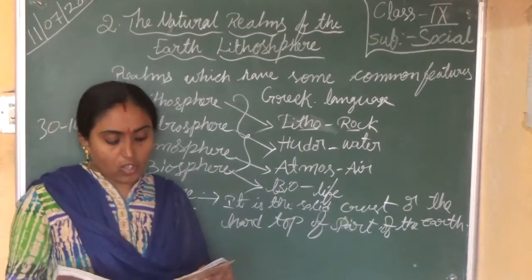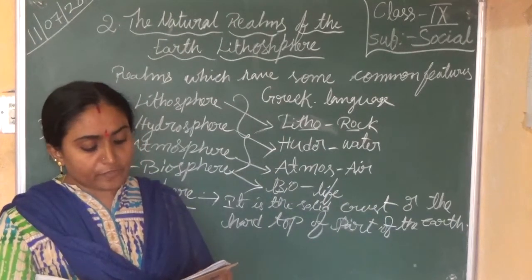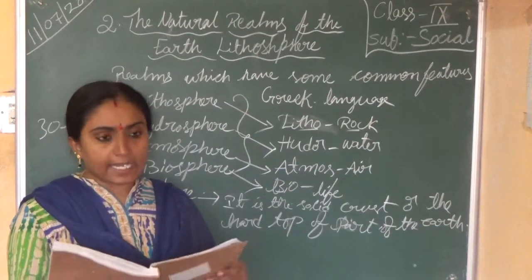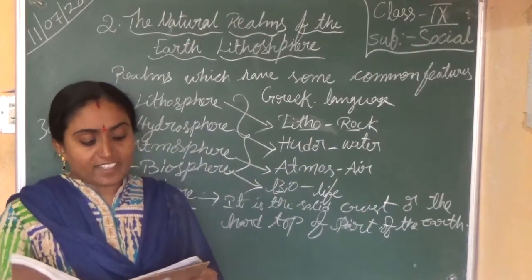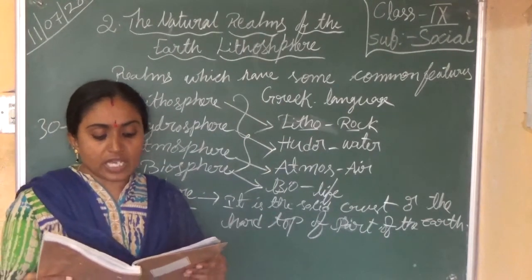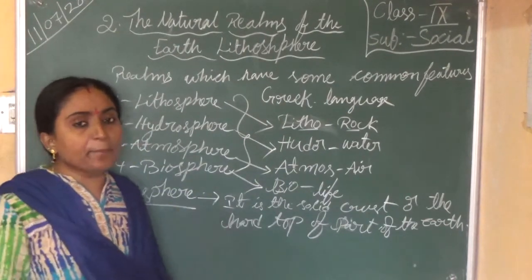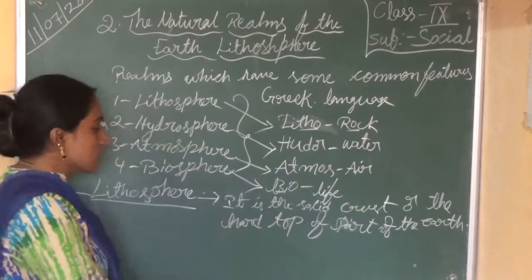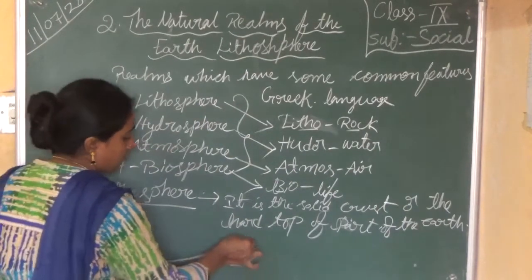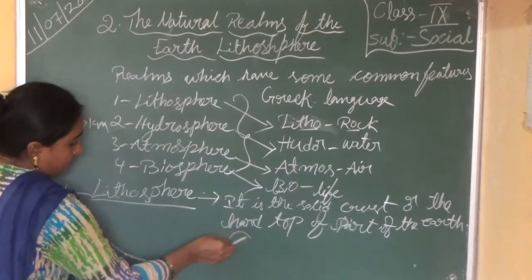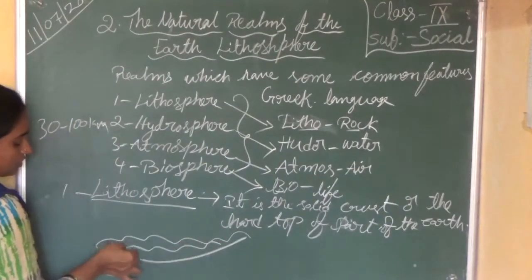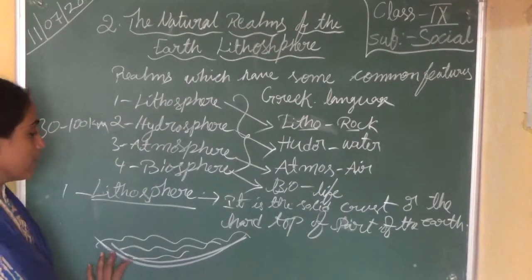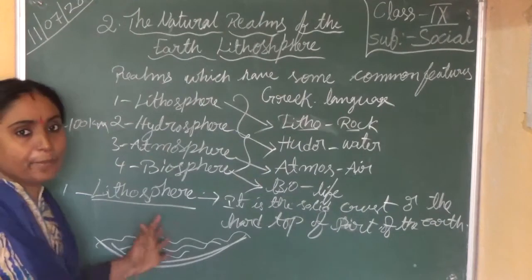Litho means rocks. It is not a smooth surface as you see on the globe, but has high mountains, plateaus or highlands, low plains, deep valleys and very deep basins, which are filled with water. Very big basins filled with water are nothing but oceans. How is the shape of oceans? See, oceans are shaped like this, like a big bowl or a big basin.